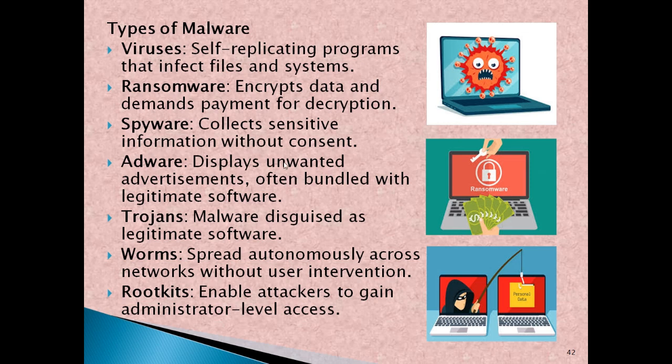So you are browsing a website or your email and you see some unnecessary adverts; that is adware. Now you have Trojans, which are malware disguised as legitimate software. They can send you an email saying, install this free software to clean up your system, and by the time you click, your system is corrupted. You also have worms, which spread autonomously across networks without user intervention. Finally, we have rootkits, which enable attackers to gain administrator-level access. That means they begin to operate as if they are you. They have gained access into your system and begin to operate it as if you are the one operating it. This is an example of a rootkit attack.